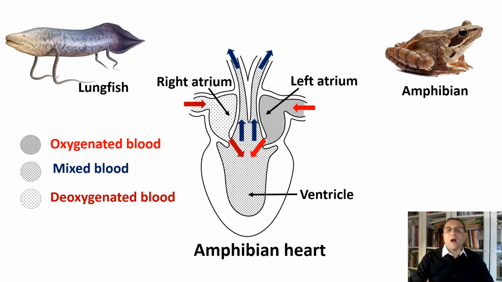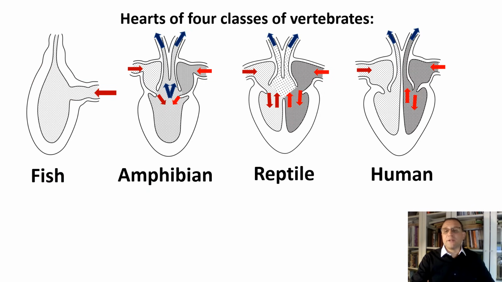As the primitive heart evolved in lungfish and amphibians, the division into two circulations, pulmonary and systemic, came into being, and with it the problem of mixing oxygenated and deoxygenated blood in the heart. Amphibians accomplished the complete separation of the atrium, but the ventricle is still undivided in this group. Fish have the simplest heart of all vertebrates.